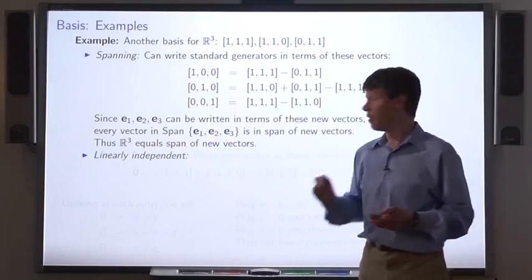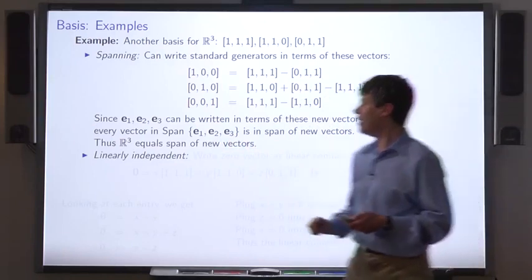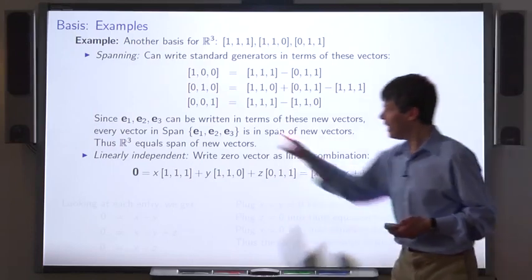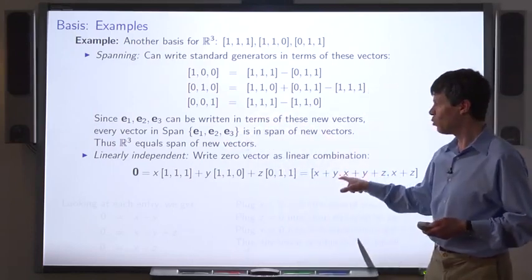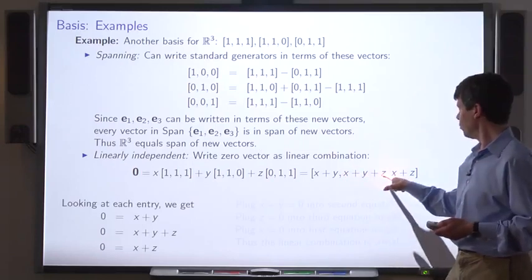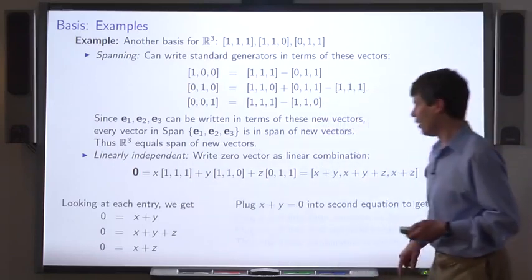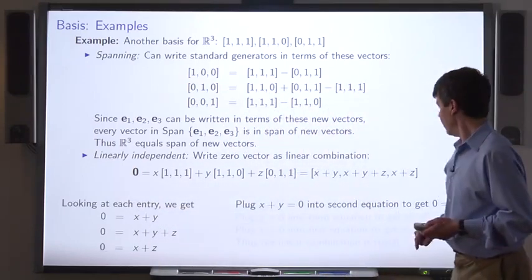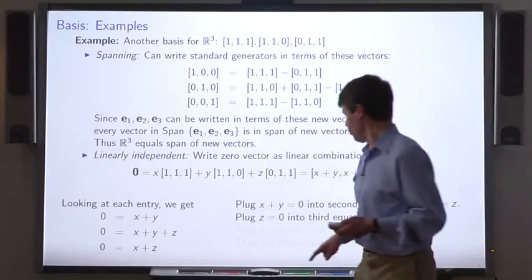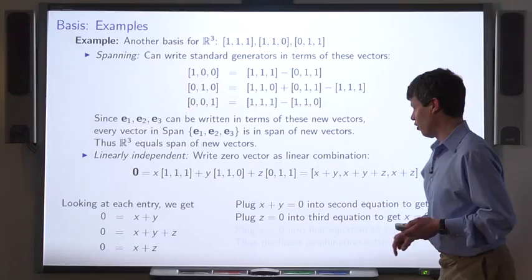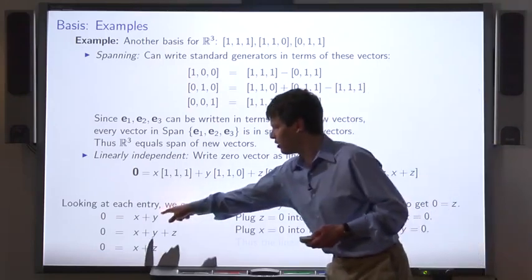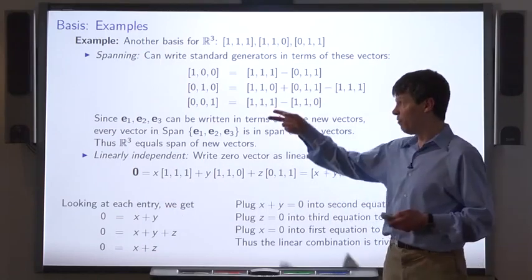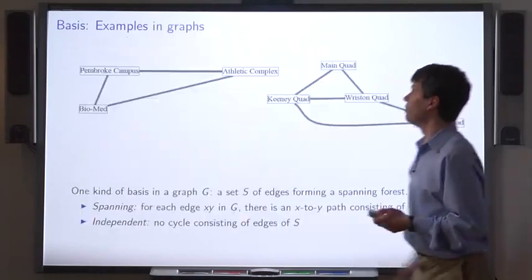Now we see that the vectors are linearly independent. Suppose we write the 0 vector as a linear combination of these vectors. Summing it up, we get this, and equating corresponding entries, we see that x plus y equals 0, x plus y plus z equals 0, and x plus z equals 0. Now, if we plug x plus y equals 0 into the second equation, we see that z equals 0. We plug z equals 0 into the third equation, we get x equals 0. And we plug x equals 0 into the first equation, we get y equals 0. So that shows that the linear combination is trivial, and therefore, these vectors are linearly independent.